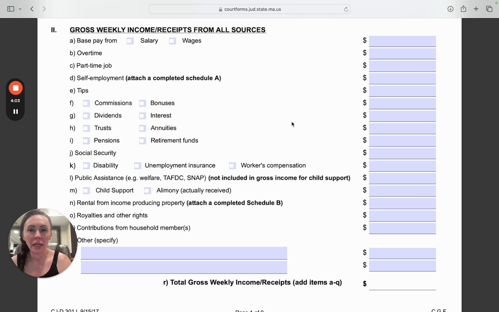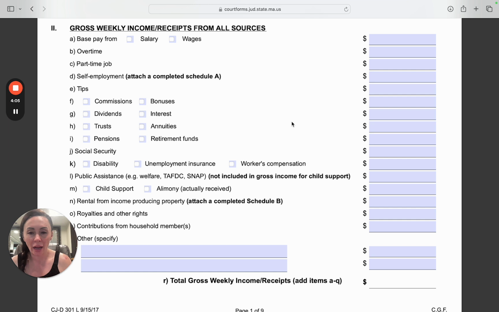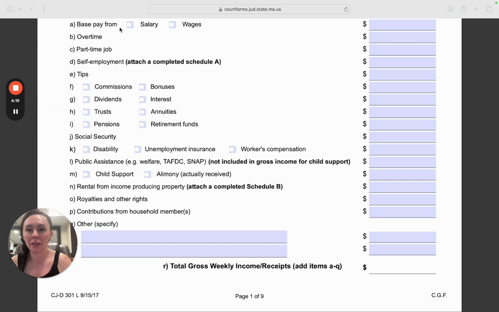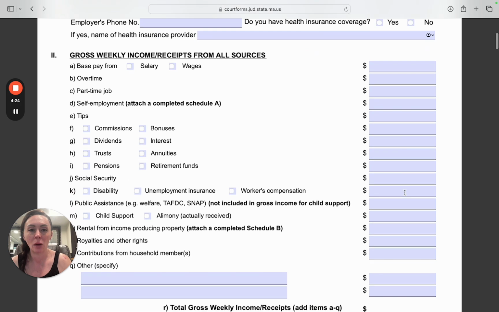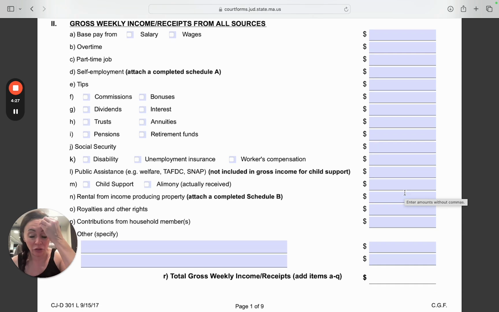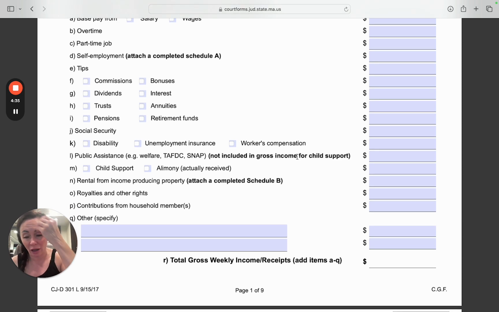Income. Now, in Massachusetts, child support and alimony are always calculated weekly. So all of the figures listed for income and expenses for that matter are going to be weekly. So on these lines where it says base pay from salary wages, go ahead and put in that weekly amount. If you get paid bi-weekly, you're going to have to divide it out by 2. If you get paid monthly, divide it out by 4. Or 4.3 actually. There's an uneven number of weeks in any given month, so 4.3 is the more exact way to do it.